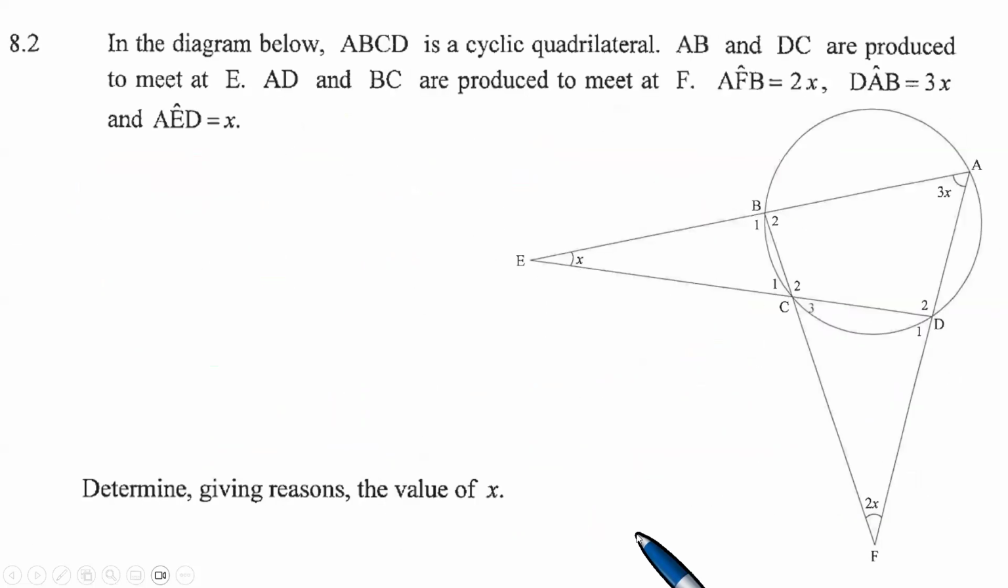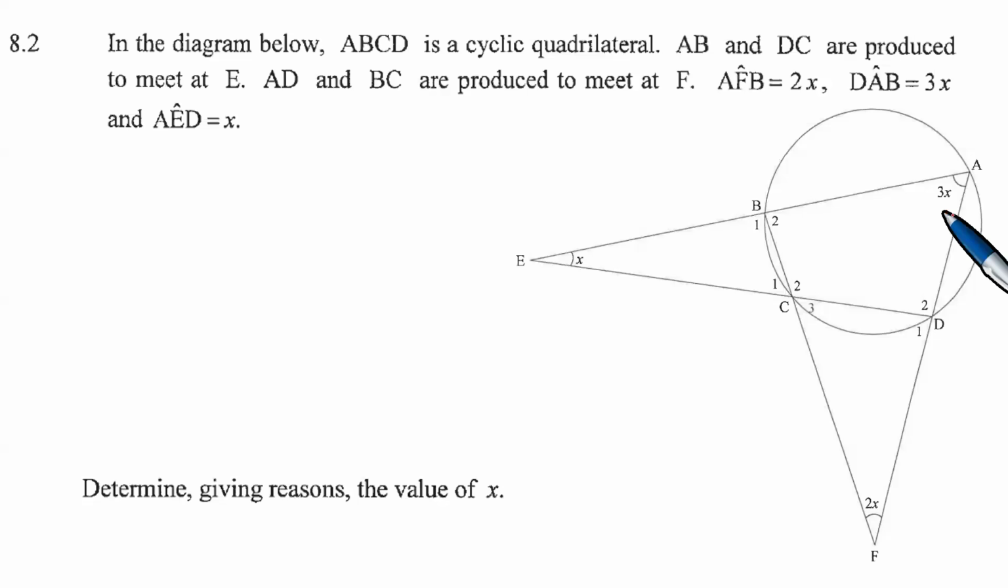Right. Next, we want to determine the value of x. In the diagram below, ABCD is a cyclic quadrilateral. AB and DC are produced to meet at E. AD and BC are produced to meet at F.